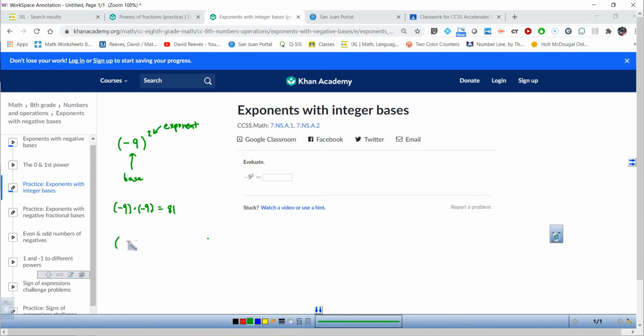So if I had -4 to, say, the 5th power, right? Once again, -4 would be my base, and 5 would be my exponent. And this one would be -4 times -4. All right, I'll go ahead and be consistent and put these in parentheses. -4 times -4 times -4 times -4 times -4.